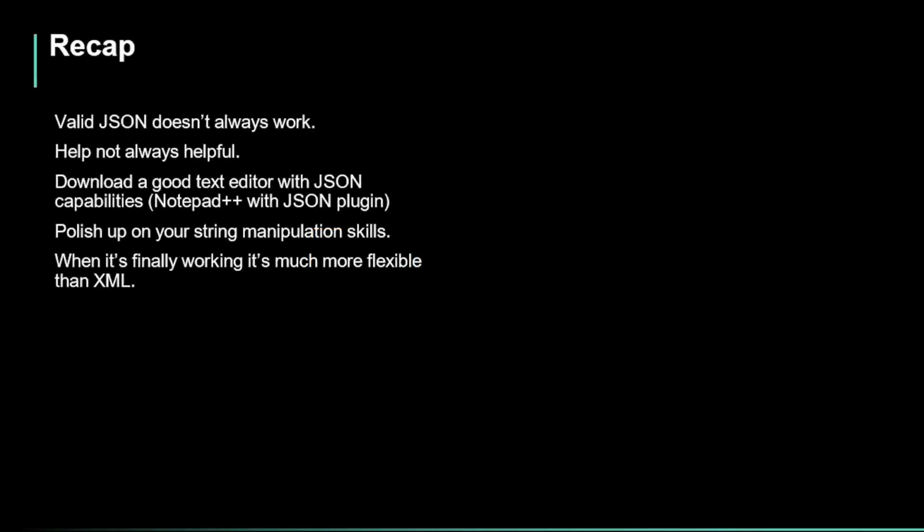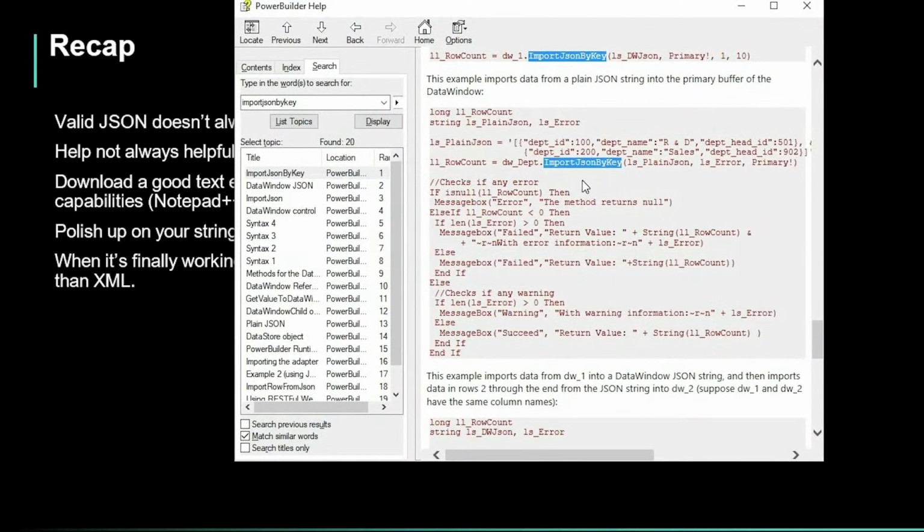So just as a recap, as we've seen, valid JSON doesn't always work in these controls. And the error messages are not particularly helpful. Help is not always helpful. And I know that Appian recommends you use the online help. In our case, the online help and the PowerBuilder help are exactly the same in this. This is the same example they give.